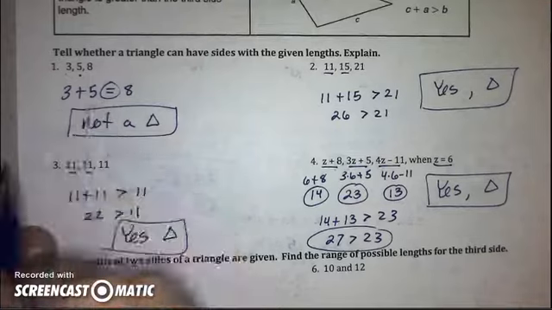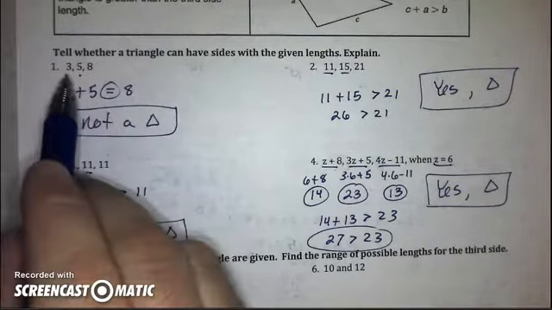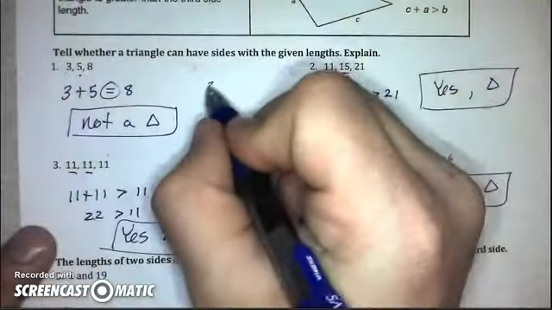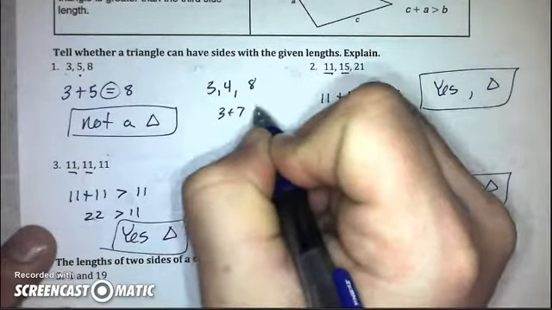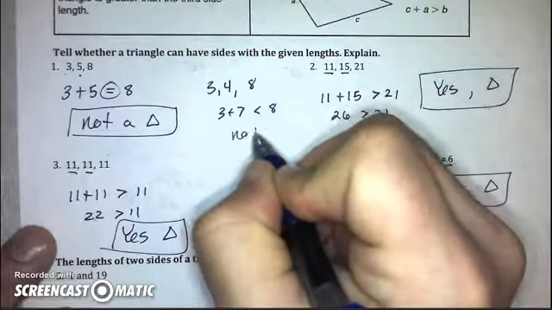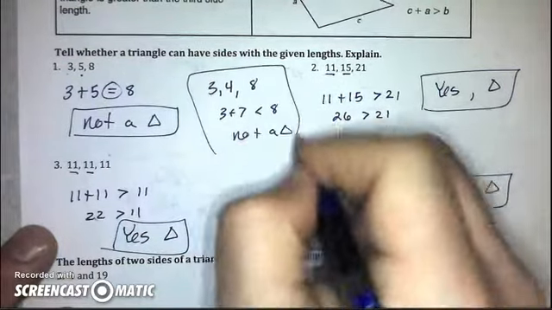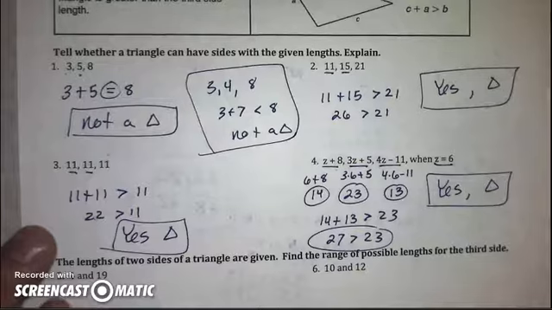All right, the only one that didn't work as a triangle is when these two equaled that, and obviously if we had something else like 3, 4, and 8, 3 plus 4 is 7, that is less than 8, that's not a triangle either. Okay, that's an extra example. All right?